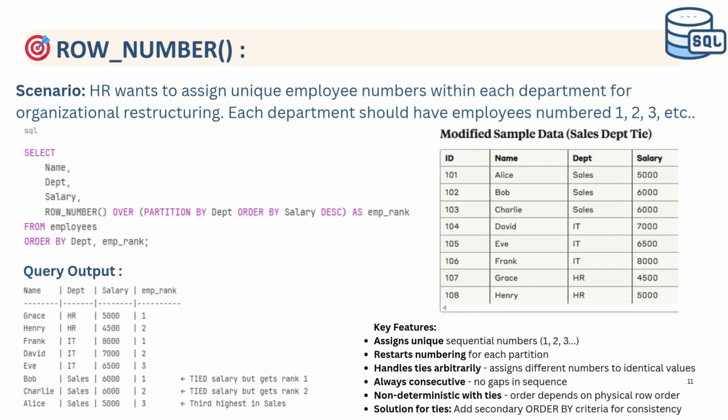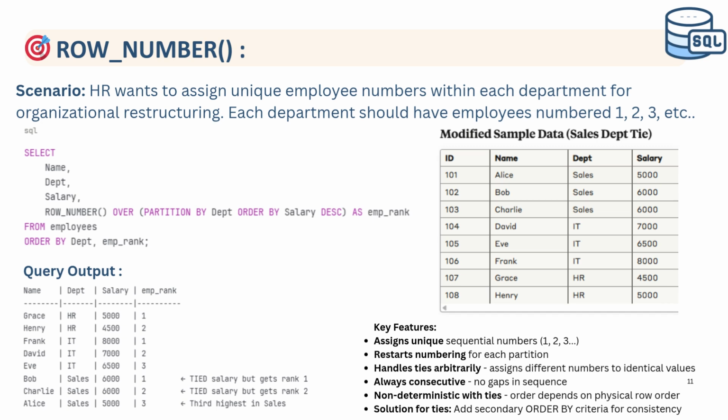Let's start with ROW_NUMBER, one of the most fundamental window functions. Looking at our query, we're using ROW_NUMBER with PARTITION BY department and ORDER BY salary descending. This creates separate numbering sequences for each department, ranked by salary.